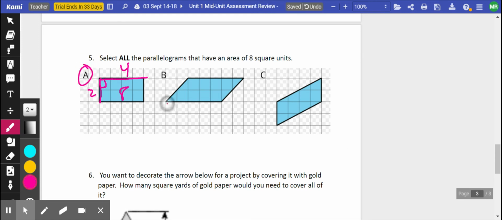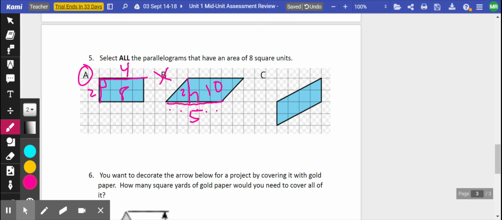Parallelogram B, we will call this the base because we can count along the grid lines. And this will be the height right there because we can count along the grid lines. The height is 2. The base is 1, 2, 3, 4, 5. 2 times 5 is 10. Parallelogram B is not 8 square units.